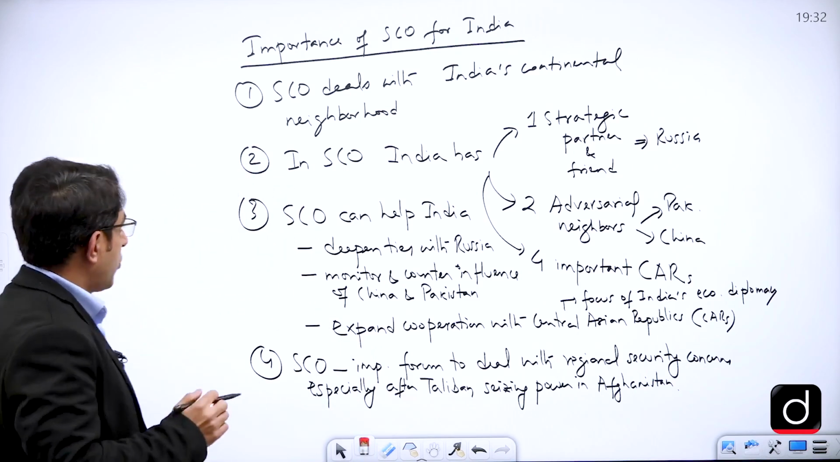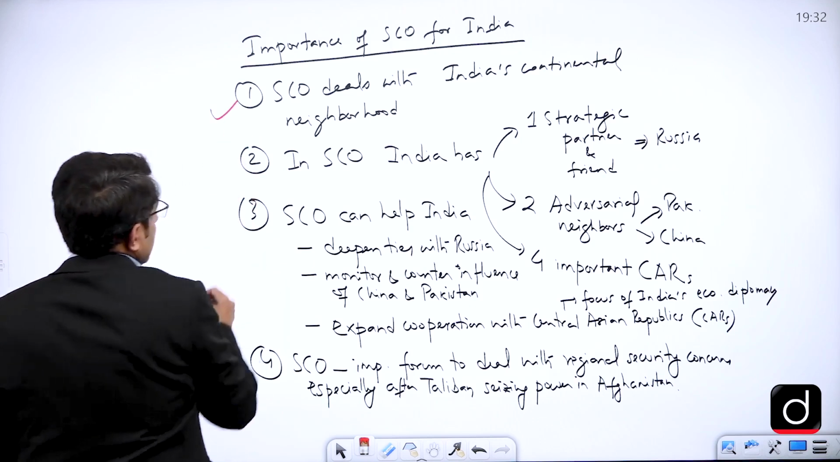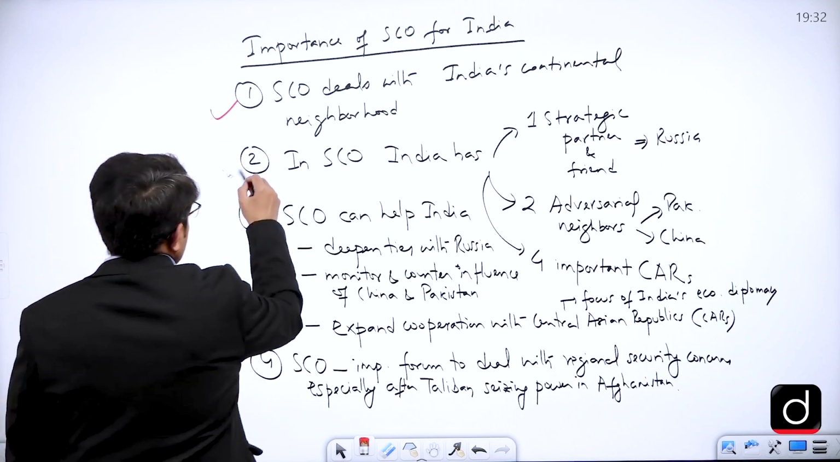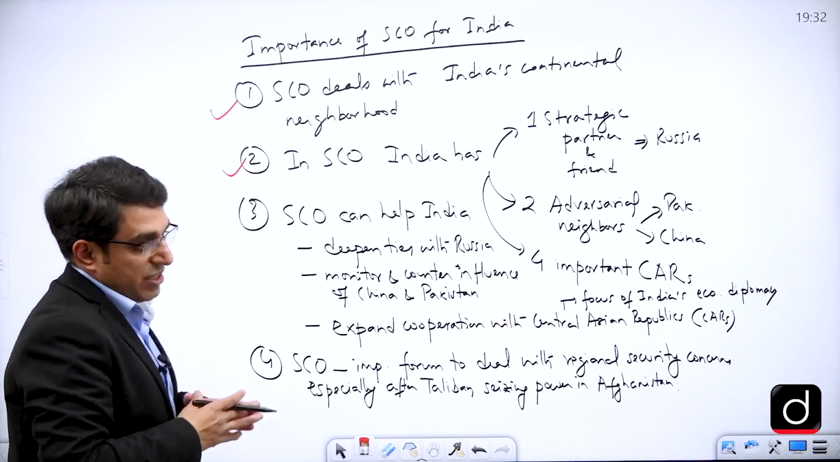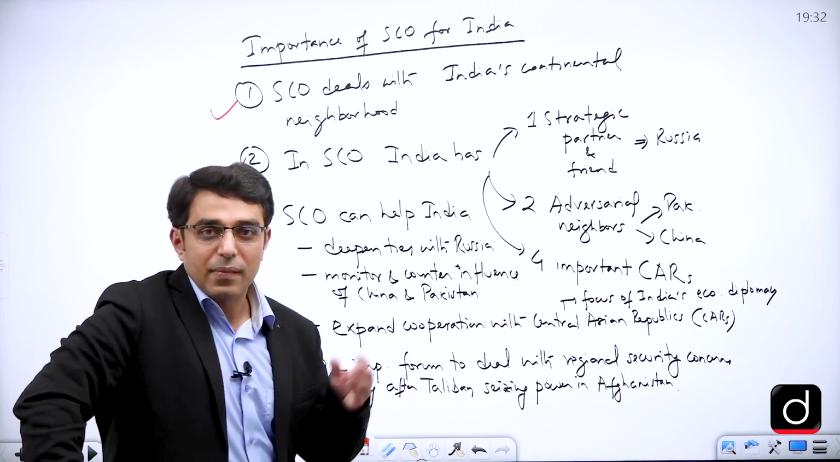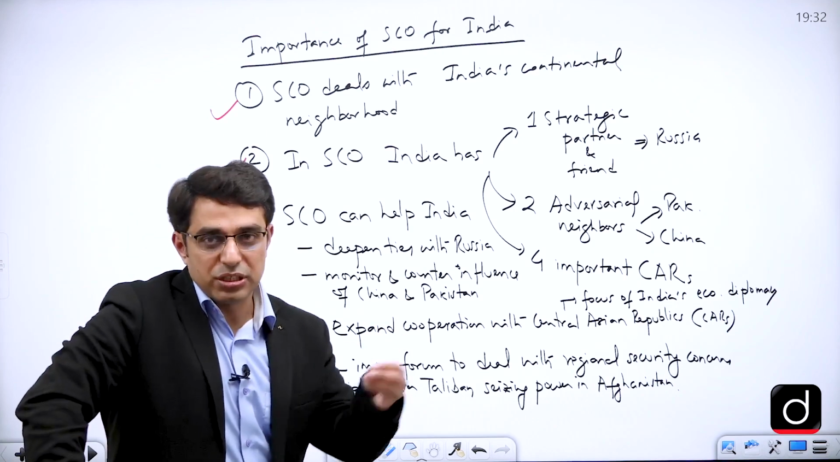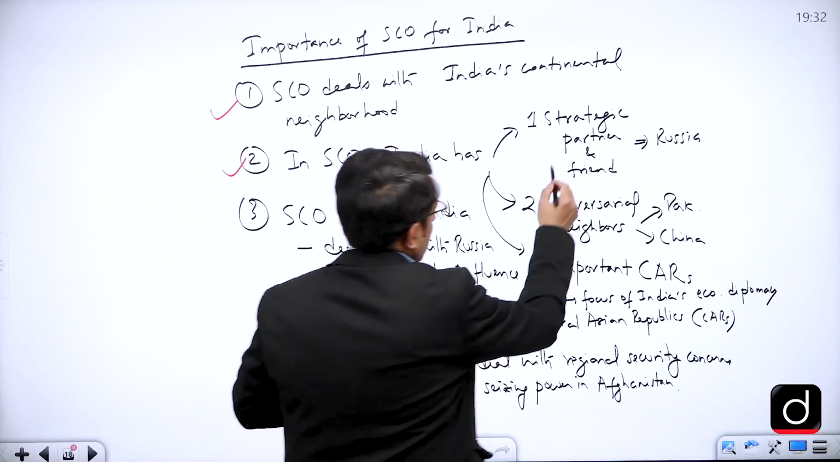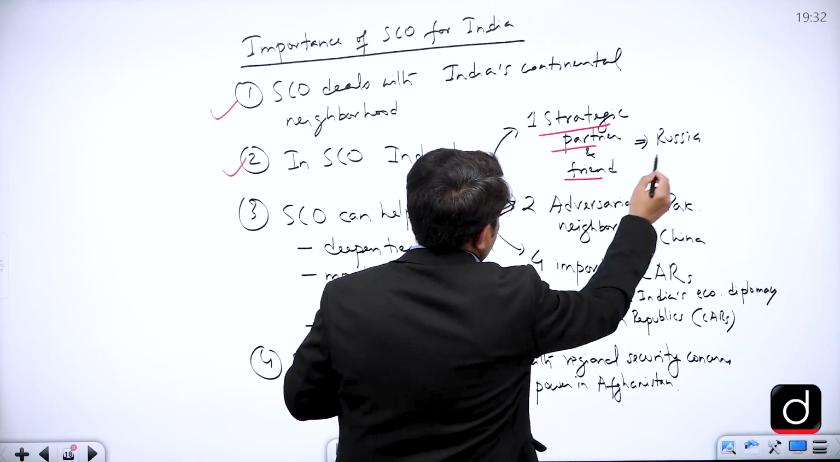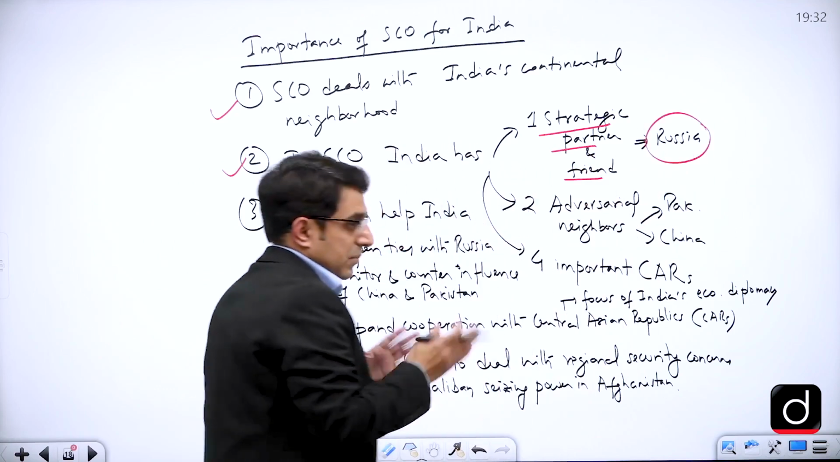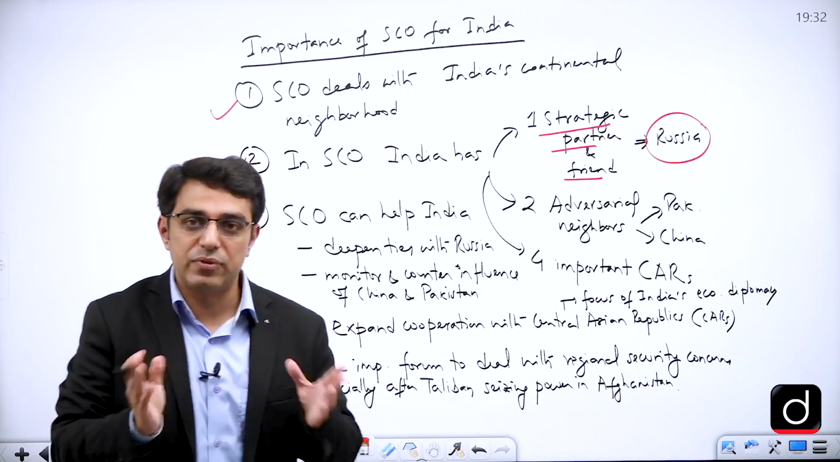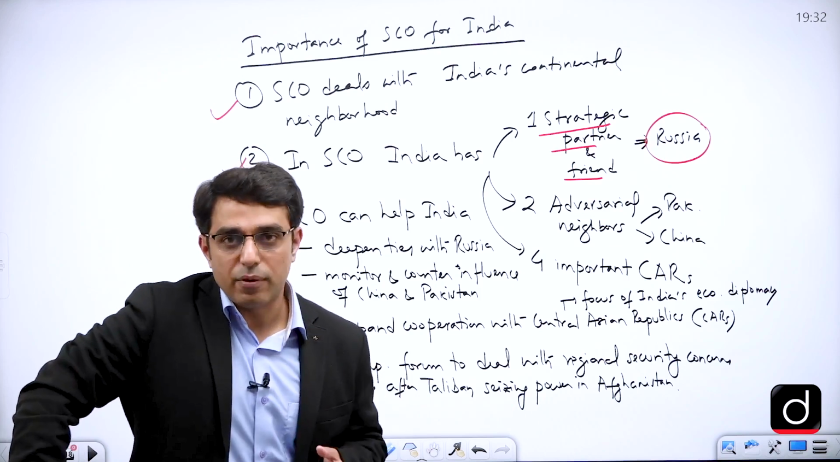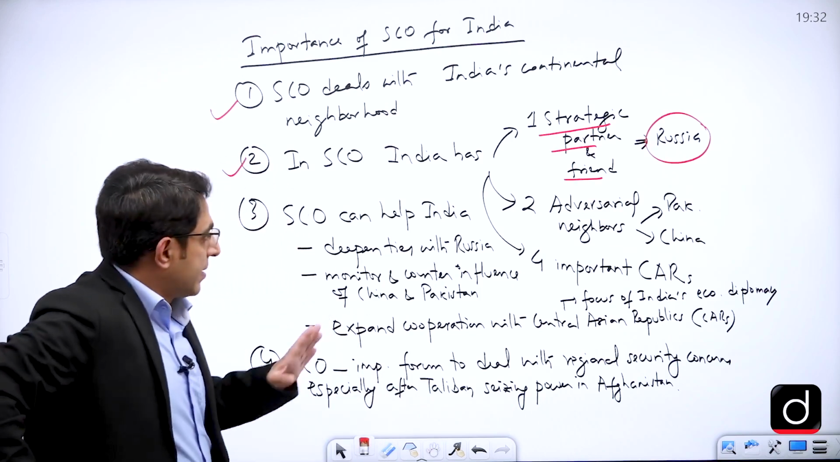So, that is a very important point that we must mention. Then, in the grouping itself of SCO, India has different kinds of relationships with all the member countries. For example, India has a strategic partner and friend in Russia. India has had a very close relationship with Russia since the time of the Soviet Union, and it continues.